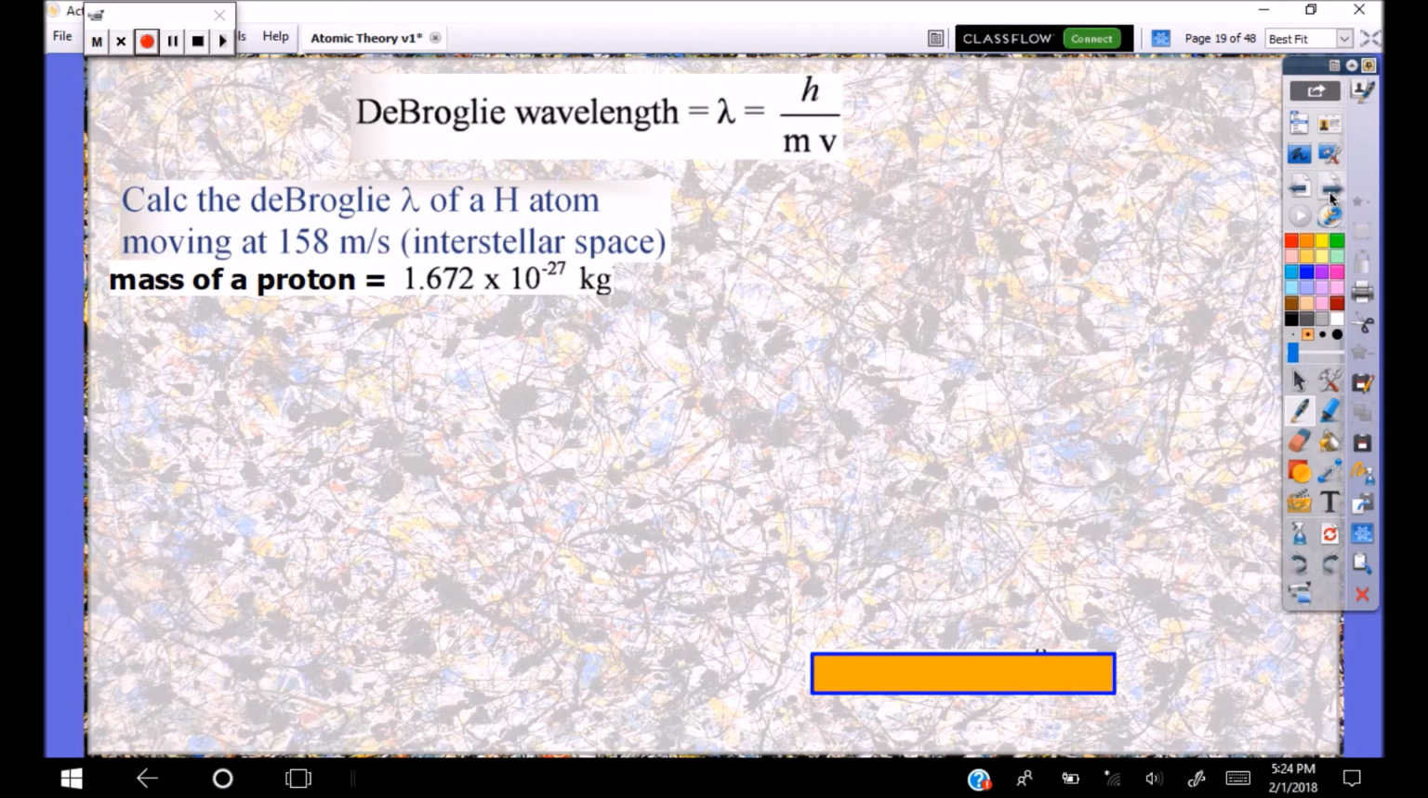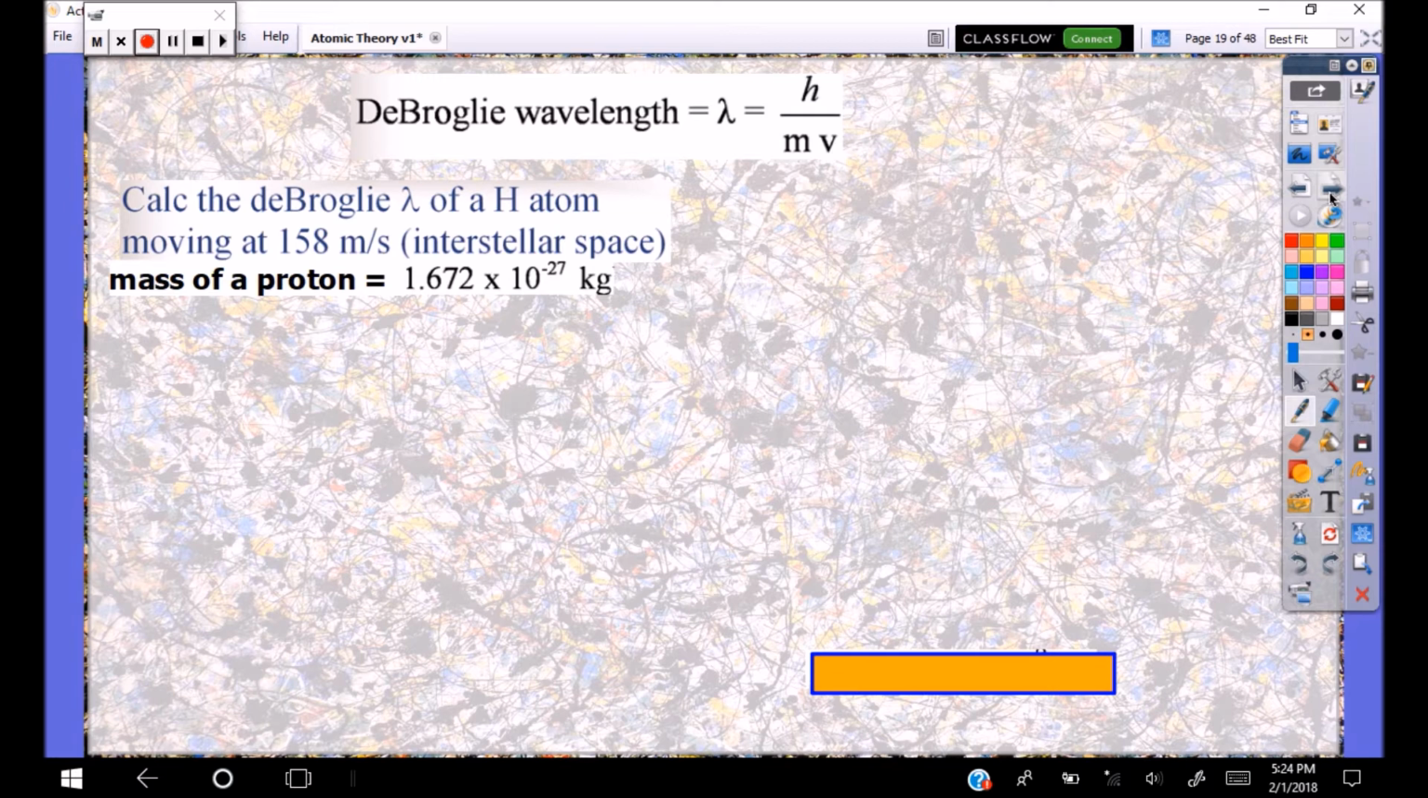Last one, we've got the de Broglie wavelength. So de Broglie came along not too long after Planck, and recently after Einstein discovered E equals mc squared, he said, hey, if E equals mc squared, then I can somehow incorporate that into Planck's equation. And we end up getting that the wavelength is equal to Planck's constant divided by the mass times our velocity.